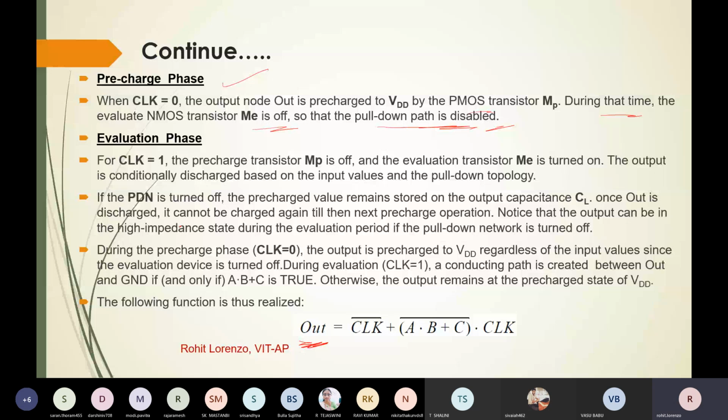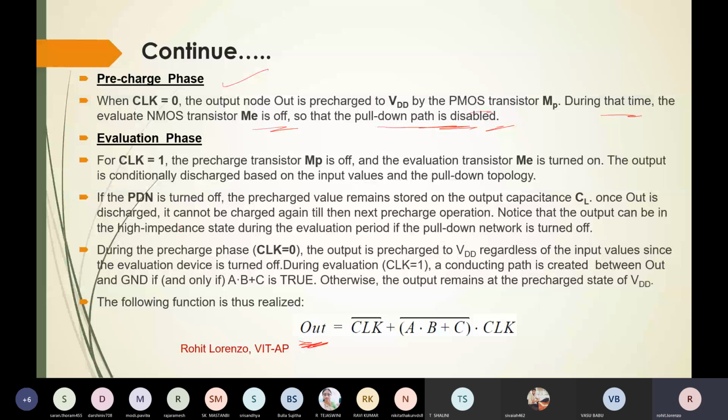So notice the output can stay high in pre-charge mode regardless of the input values. During the evaluation, clock is one, and if a conducting path is created from out to ground through A and B, the output discharges; otherwise it will remain in pre-charge. Simply, out is equal to clock bar plus AB, where clock bar means pre-charge and this one is evaluation.